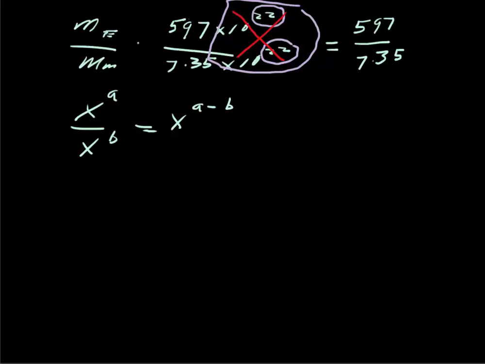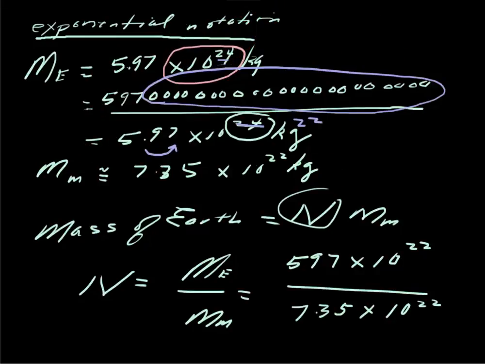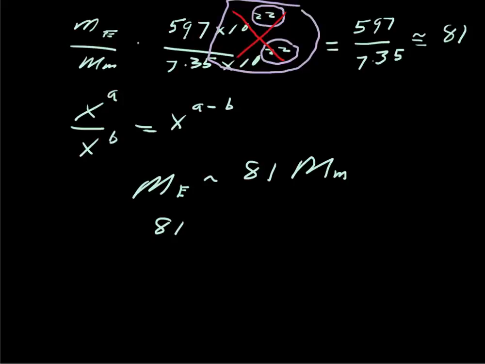597. And if you get your calculator out, you'll find that this is approximately equal to 81. So we could say that the mass of the Earth is approximately 81 times the mass of the Moon. And this 81 in that previous equation is our n, which we just solved for. So let me close that up. So 81 is equal to n. Okay, so that's a pretty simple example of exponential notation.